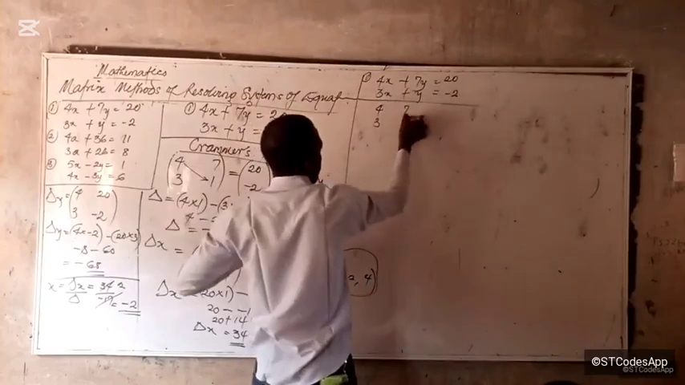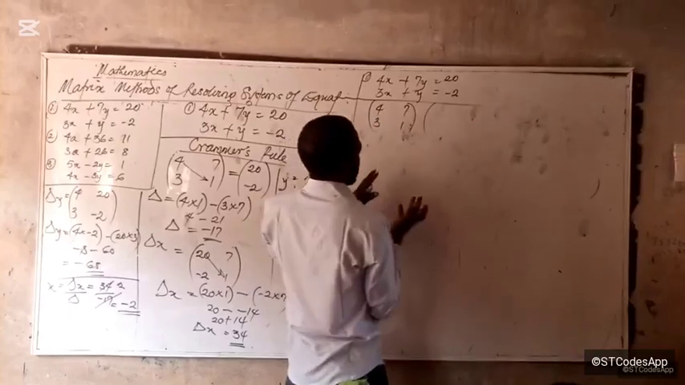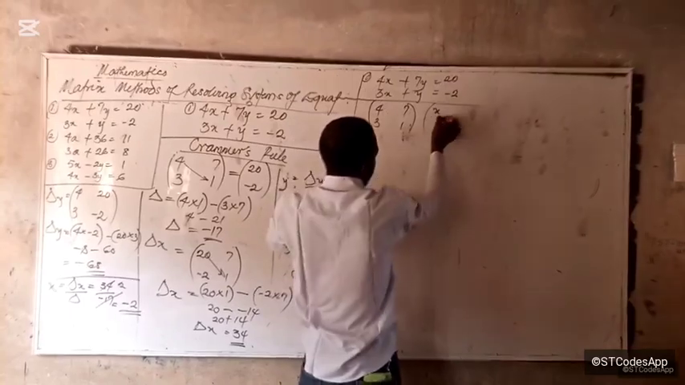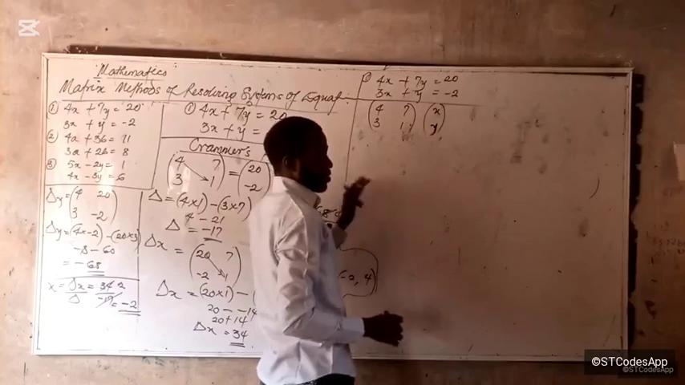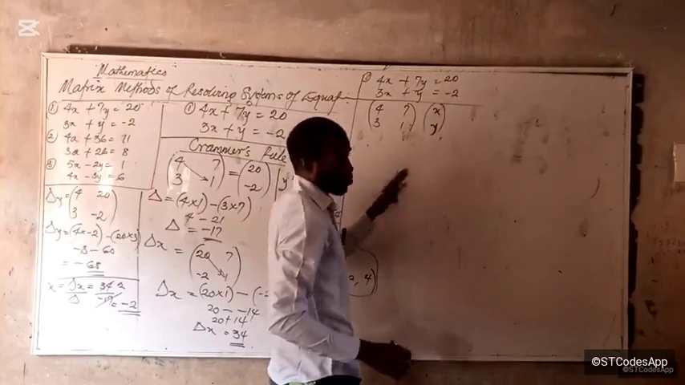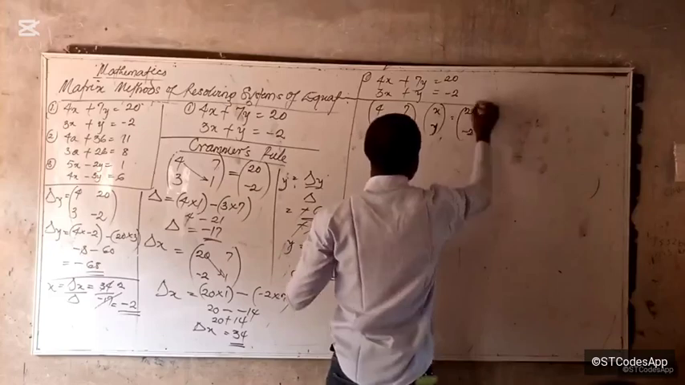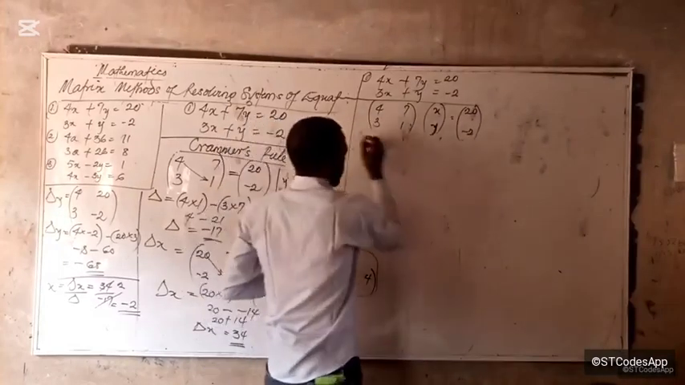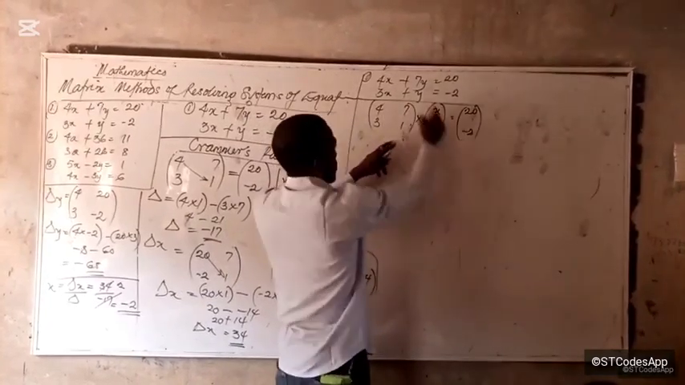4, 3, 7, 1. But now here, I want to show that what gave me this expression was just this matrix times a particular 2 rows by 1 column matrix, x and y, equal to 20 and -2. For the purpose of the video, let me show you what that is. If I multiply these two things, I will get this expression.